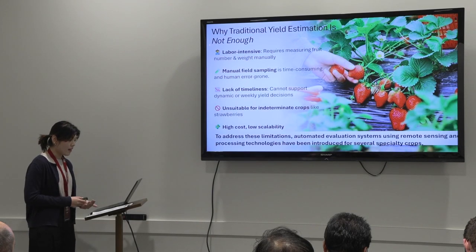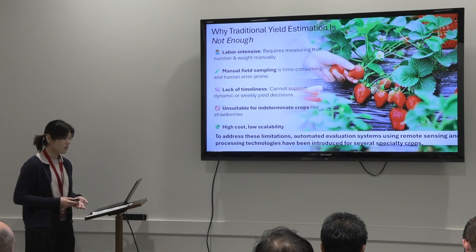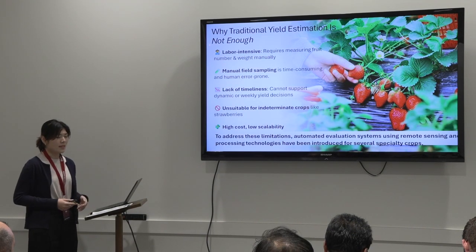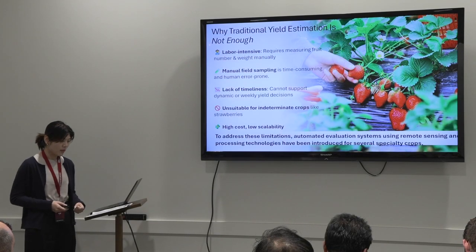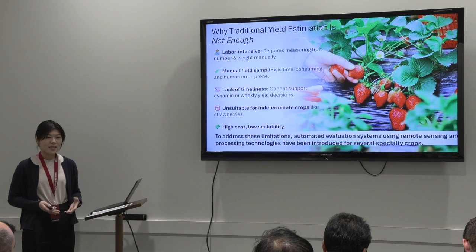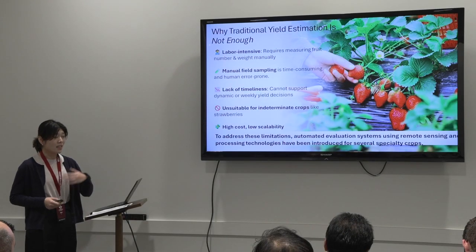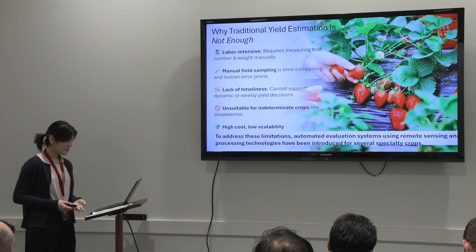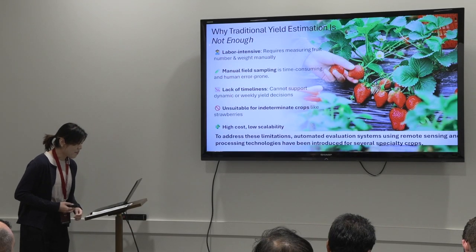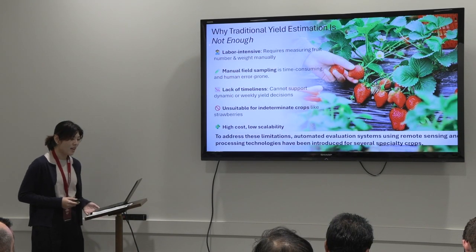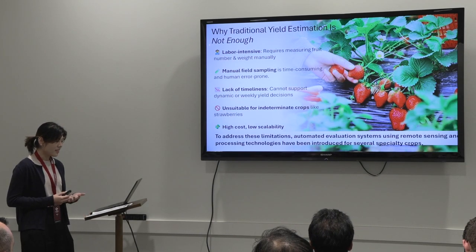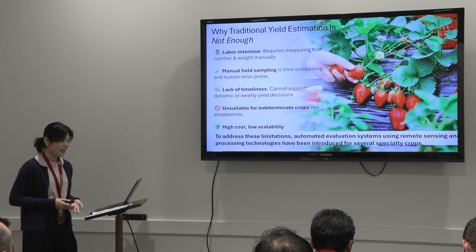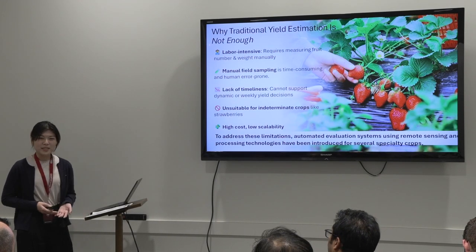And also the traditional yield estimation right now lacks timeliness. Because our strawberries are harvested weekly, we pick them this week and next week we pick them again. So we need something that can predict continuously, a weekly continuous yield prediction. So far the traditional yield estimation is not enough for crops like strawberry, and it also has a high cost and is not that reliable.